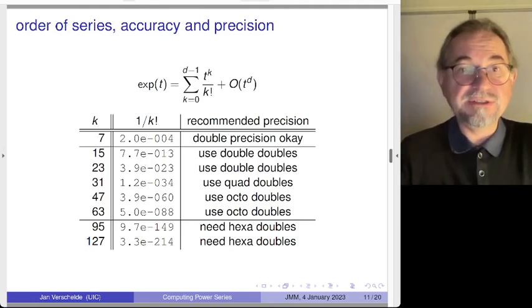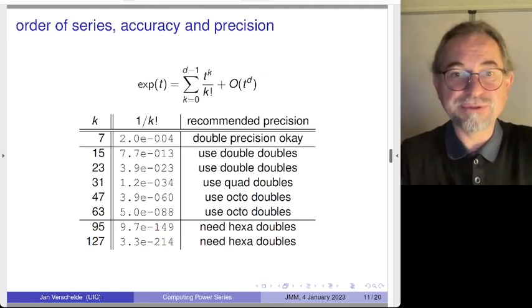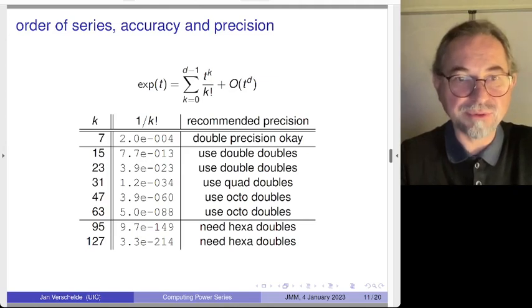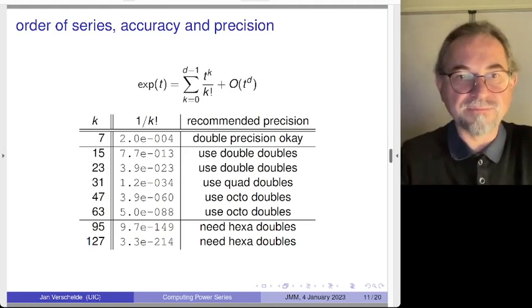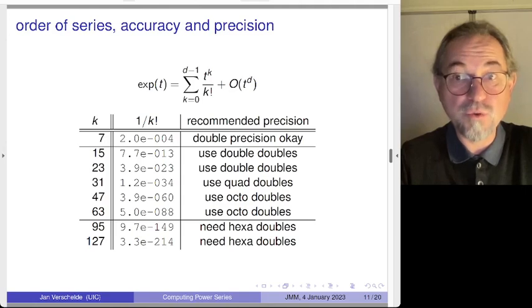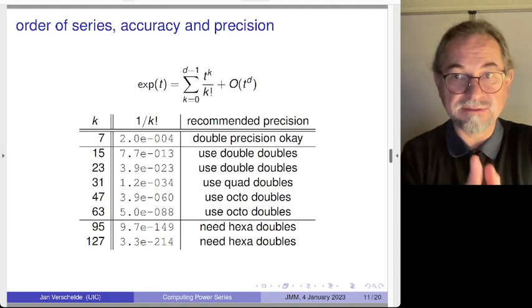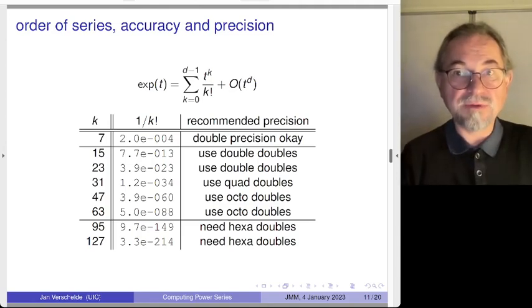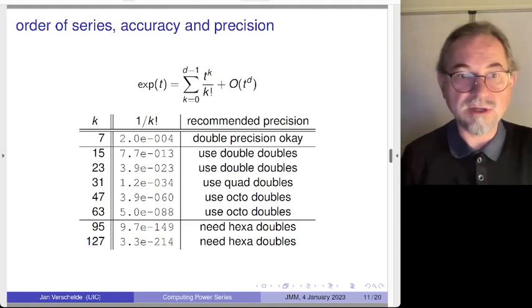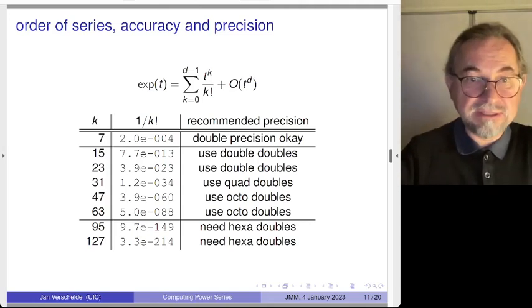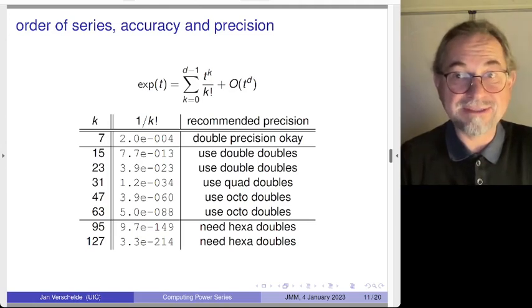Why do you actually need multiple double precision? Well, look at these exponentials. We have the factorial coefficients, and if you want to represent all the coefficients of the series in the same scale, we have the leading coefficient, which is 1. But then the least coefficient, say for order 64, is already 10 to the power minus 88.